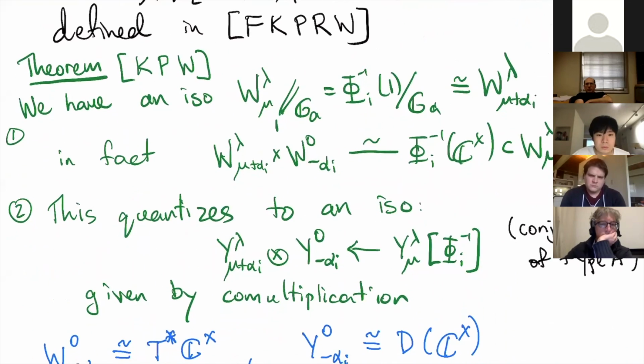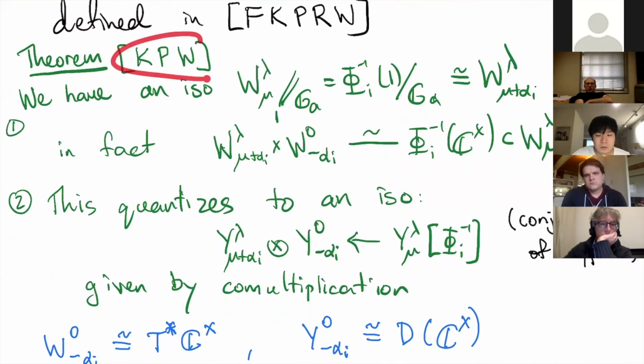And recently, this is just on the arXiv this summer, with Pham and Weekes, we proved the following: that there's a Hamiltonian reduction isomorphism. So if we take our W^λ_μ and we use this G_a action, a very simple G_a action I just defined above, and we take its Hamiltonian reduction at level 1.